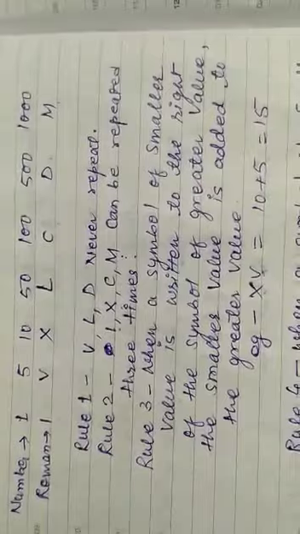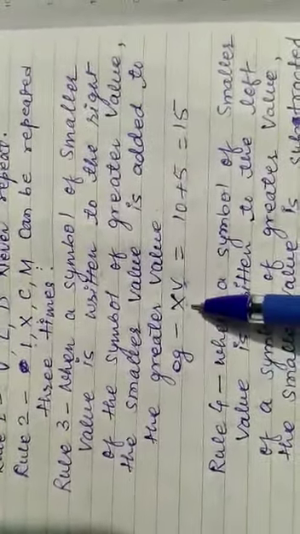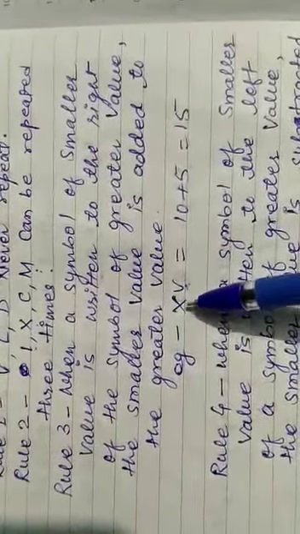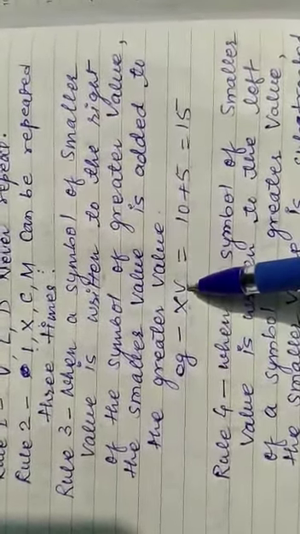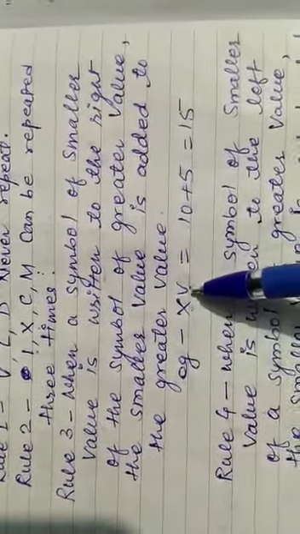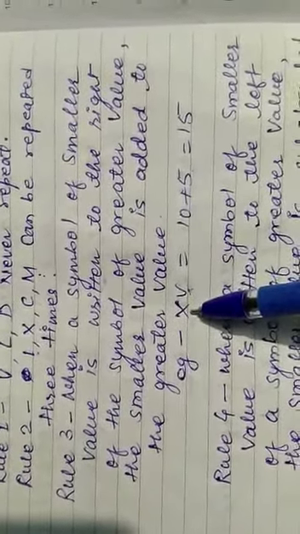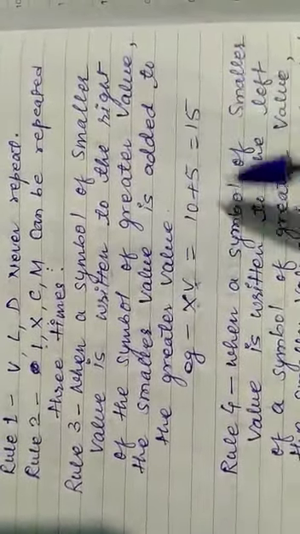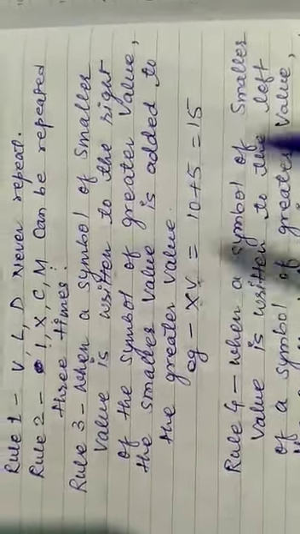The third rule: I am giving an example here to understand it better. You can write in your copy, X means 10 and V means 5. As you know, 5 is smaller than 10. The rule says that if a smaller number is on the right of the greater number, then the numbers are added. Like this. This is rule 3: if a smaller number is on the right of the greater number, then we add the numbers.